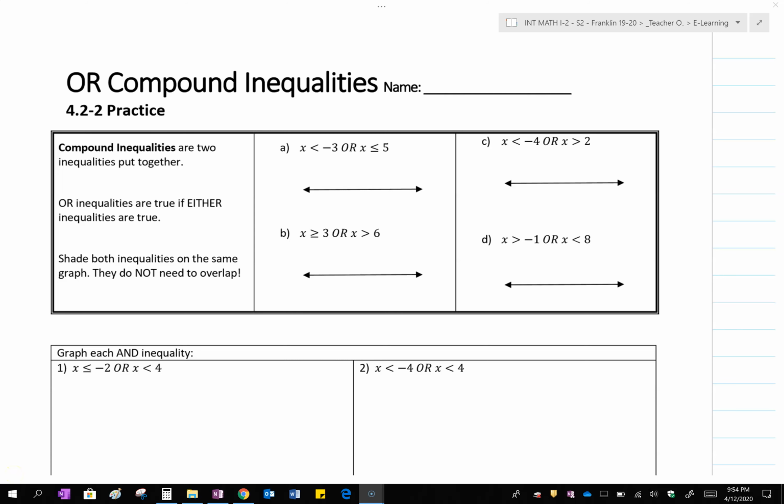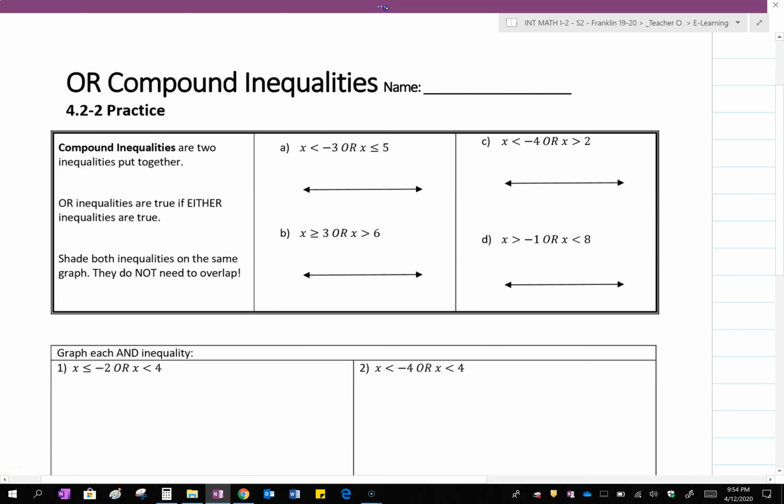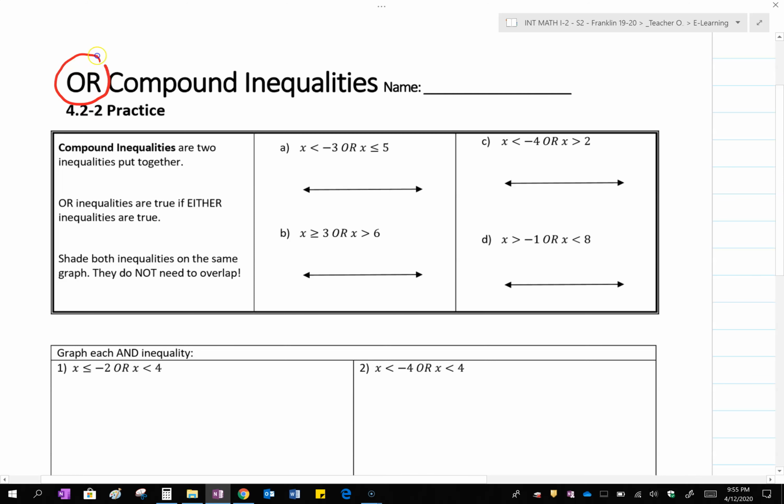So let's continue with our compound inequalities work by looking at the other type of compound inequality. Remember last time we talked about and inequalities, and now let's talk about or inequalities. Again, remember compound inequalities are two inequalities put together. This video is looking at or inequalities, and they are true if either inequality is true.